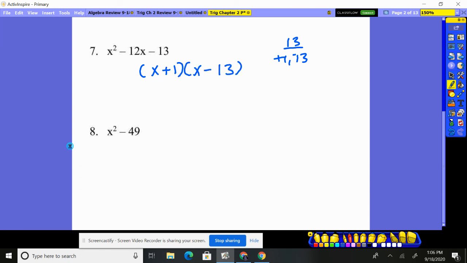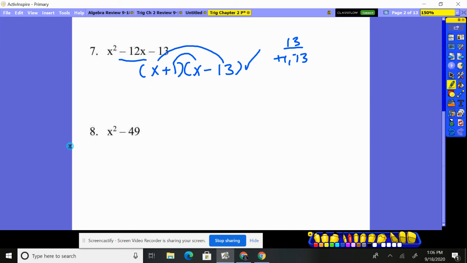And you can see x times x is the x squared. That 1 and -13 is going to be the -13. The middle piece will always come from here and here, the outer and the inner. Minus 13x plus 1x gives me that minus 12x. So yes, I know I'm correct.